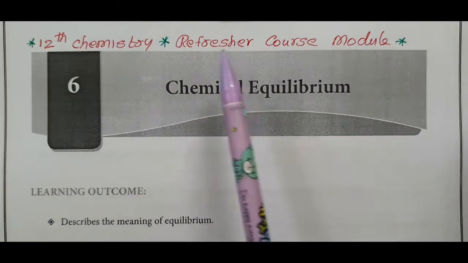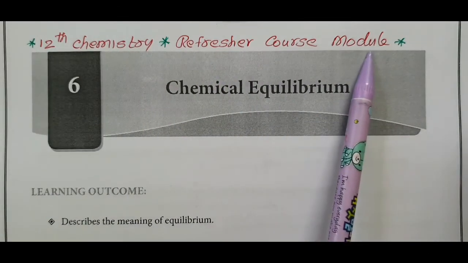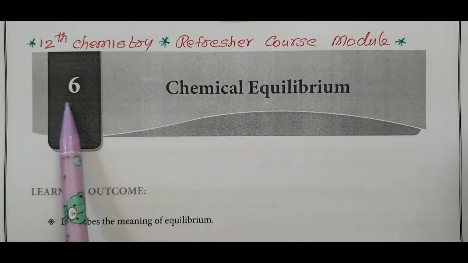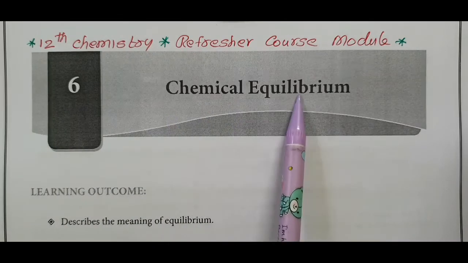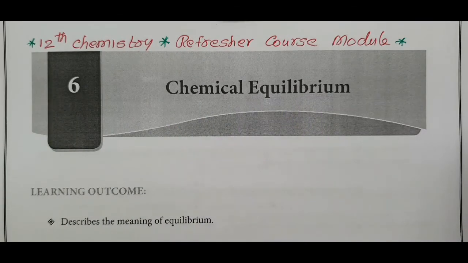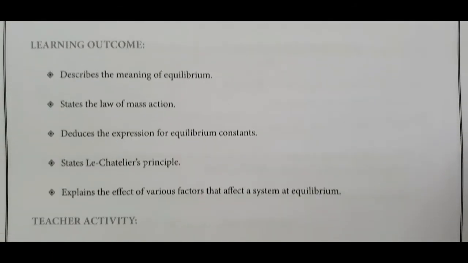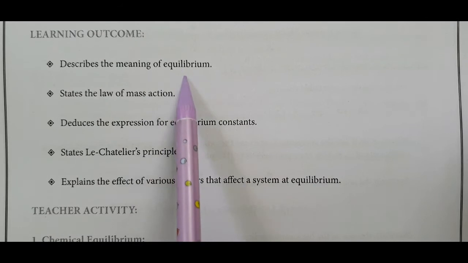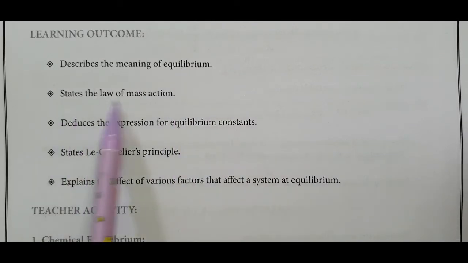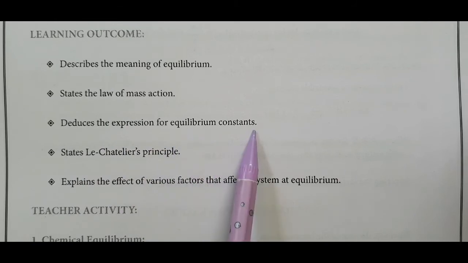12th Chemistry Refresher Course Model. In this, we are going to discuss Unit 16 Chemical Equilibrium. After discussing all the points in chemical equilibrium, finally, we come to know what is meant by chemical equilibrium, states the law of mass action, deduce the expression for equilibrium constant Kp and Kc, what is Le Chatelier's principle, and explain the effect of various factors that affect a system at equilibrium.